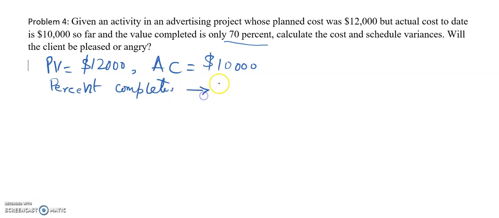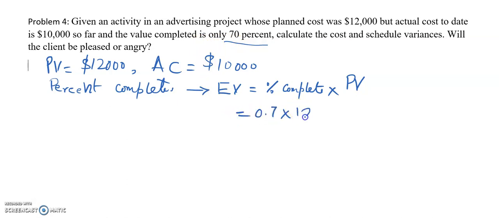So percent complete is useful for finding the earned value. In this case the earned value will be percent complete times the planned value, because it said that 70% work was completed, so it is 0.7 times the planned value, $12,000. So 12 times 7 is 8,400. So earned value is 8,400.